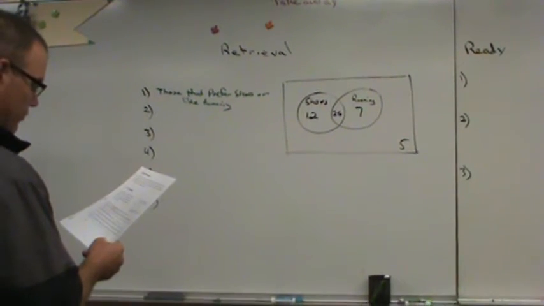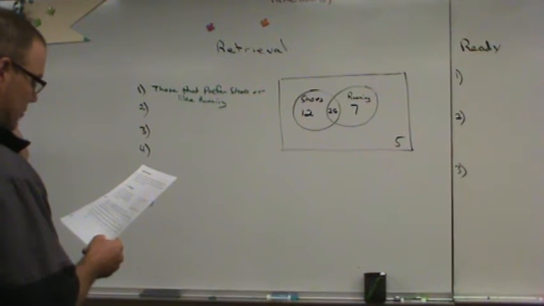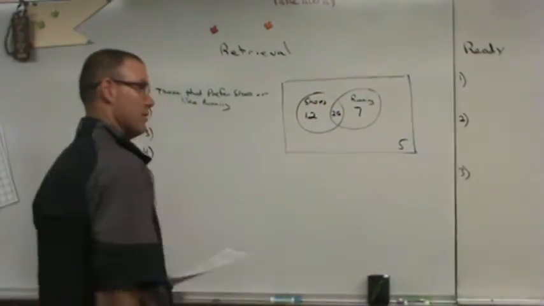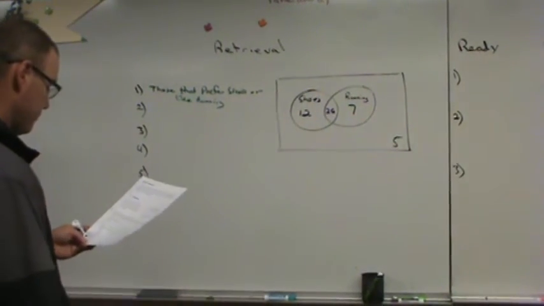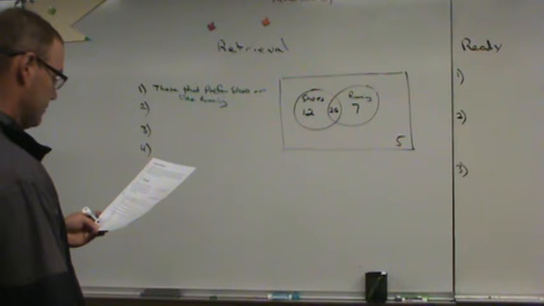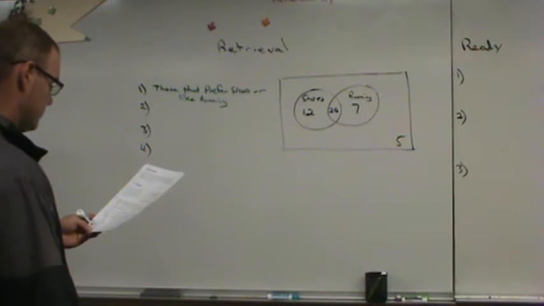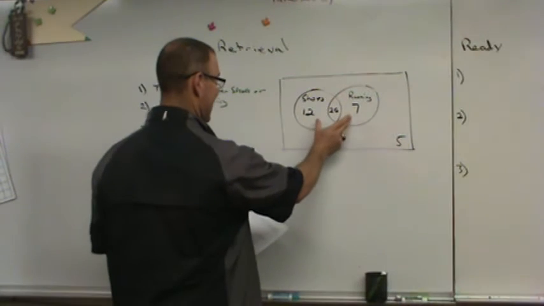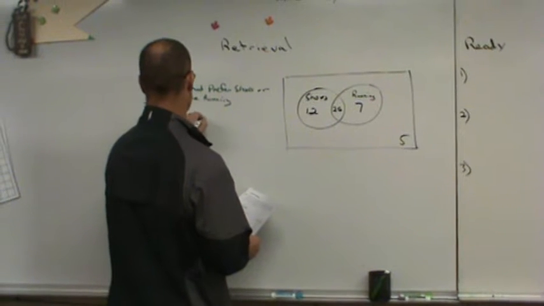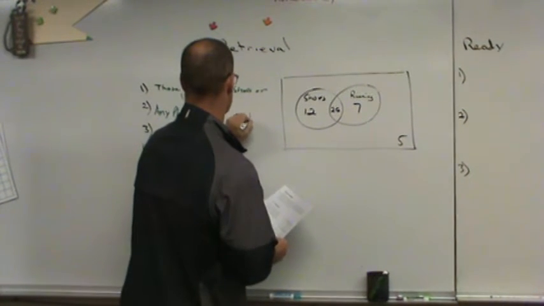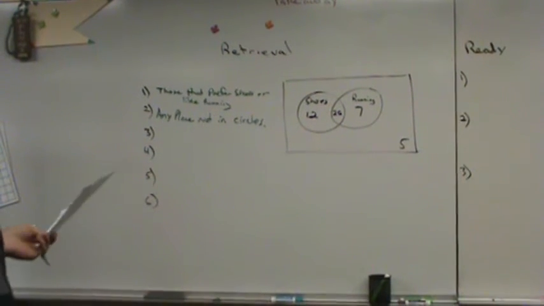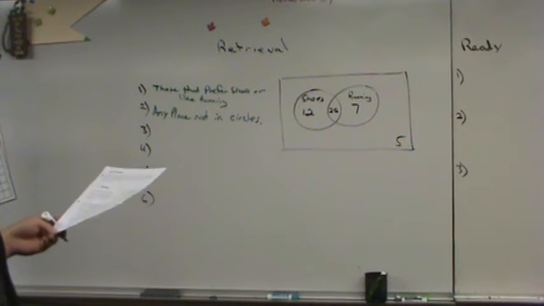Where on the Venn diagram do you find the number of people that prefer wearing sandals? Doesn't talk about it anywhere here on the Venn diagram. We have to think about it. Where do we find the number of people who prefer wearing sandals? Any place not in the circles. That's where I would put the people who prefer wearing sandals, right? Makes sense, okay? Because the circles are only talking about those that prefer shoes and running.